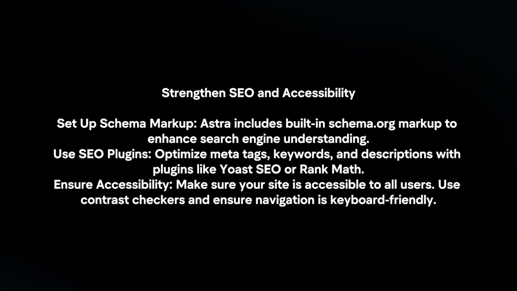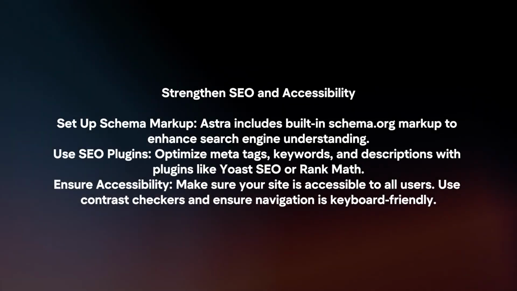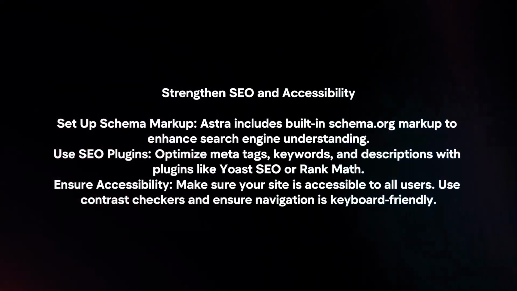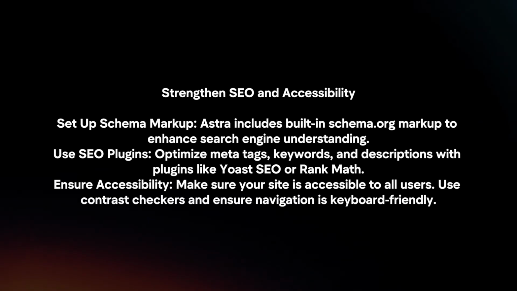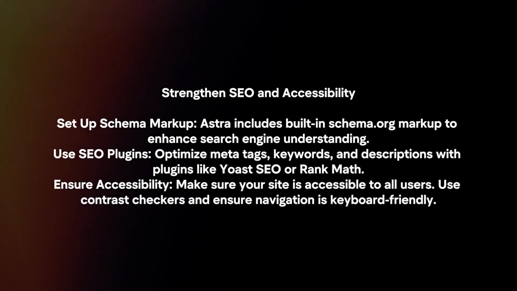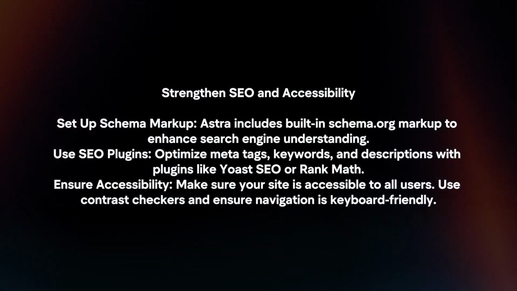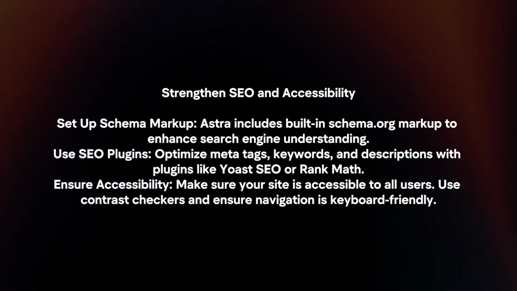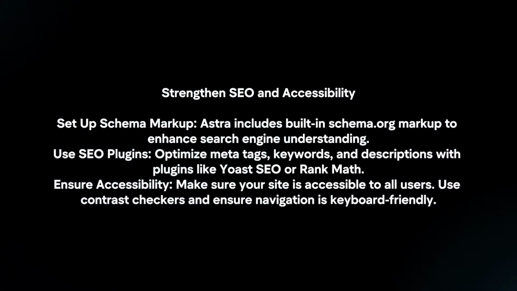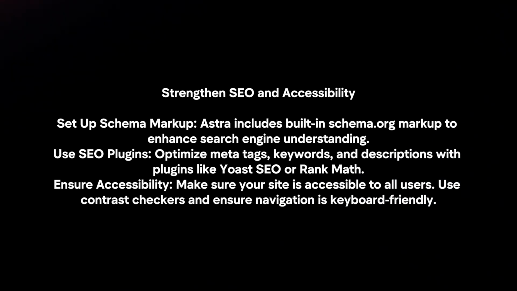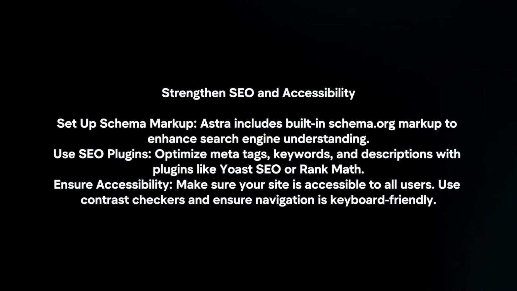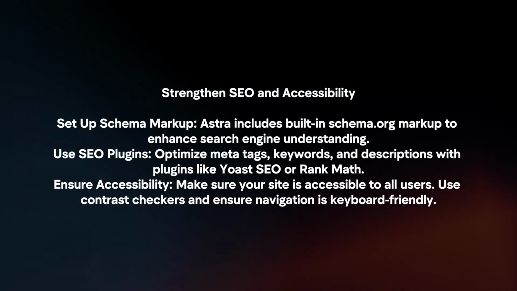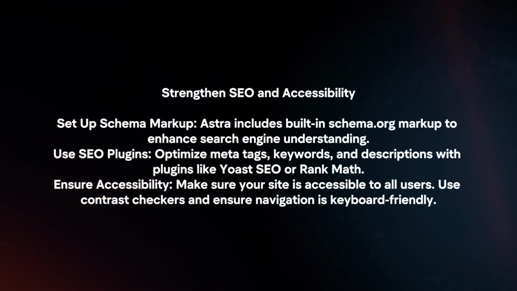Strengthen SEO and accessibility. Set up schema markup. Astra includes built-in schema.org markup to enhance search engine understanding. Use SEO plugins. Optimize meta tags, keywords, and descriptions with plugins like Yoast SEO or Rank Math. Ensure accessibility. Make sure your site is accessible to all users. Use contrast checkers and ensure navigation is keyboard-friendly.